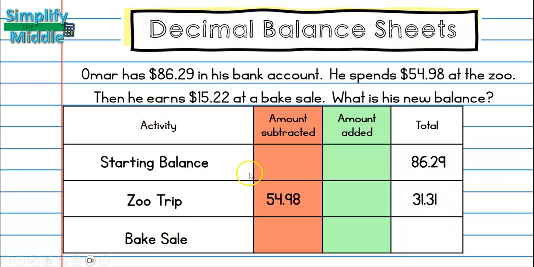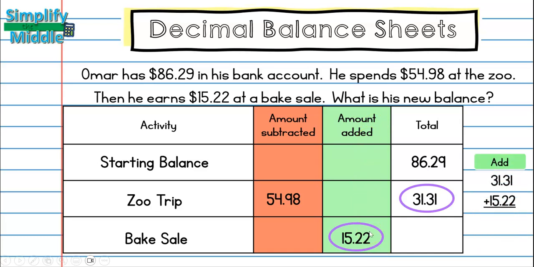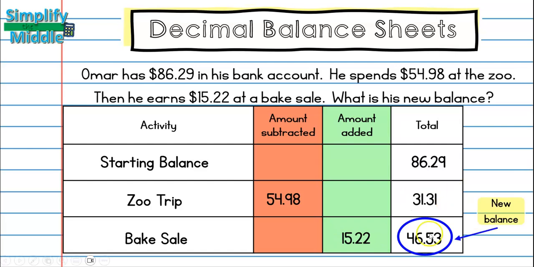And then instead of putting the 15.22 in the subtracted column, earns tells me that it's going to go into the amount added column. I'll do the same thing as before where I take my previous total and my amount in my current activity, and because it's in the amount added column, I'm going to work that out to the side. So I'll add $31.31 to $15.22, and I end up with a new balance of $46.53.